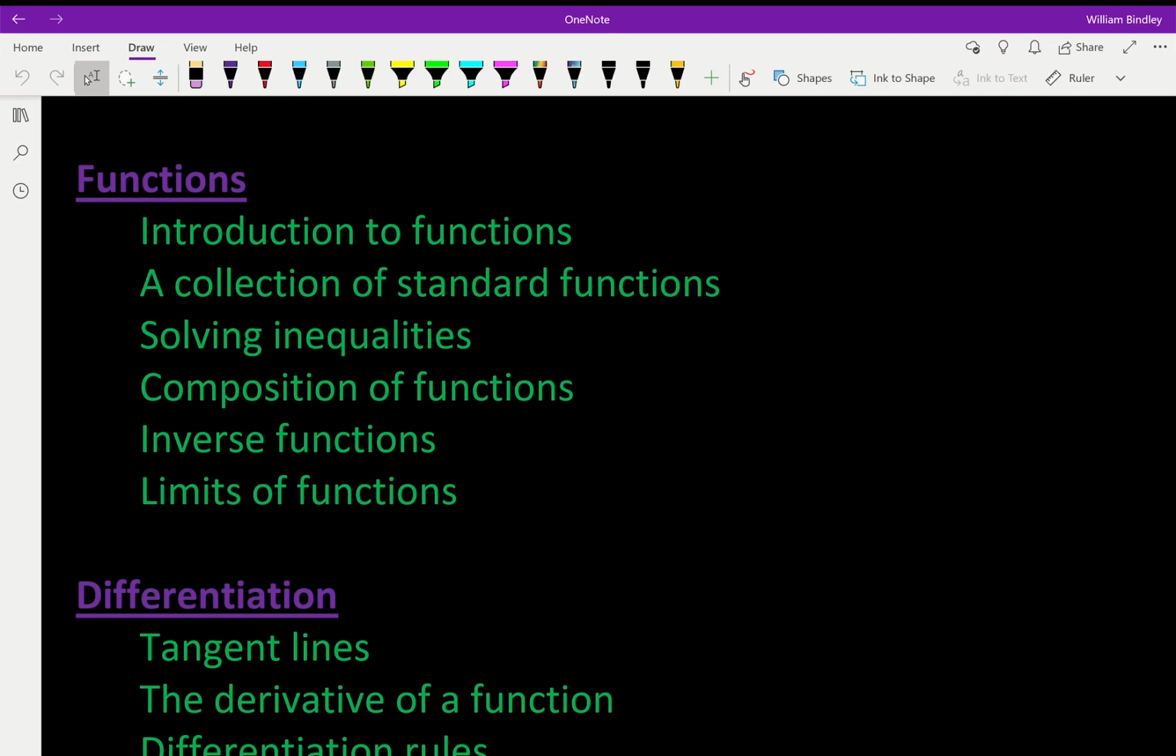Talk about solving inequalities, the composition of functions, inverse functions, and here I'll probably talk about as well, so inverse functions don't always exist, so I'll also talk about cases where you can take a function for which an inverse does not exist and apply some appropriate restrictions on the domain of that function in order to guarantee the existence of an inverse. And then after that, we'll be ready to move on to limits of functions.